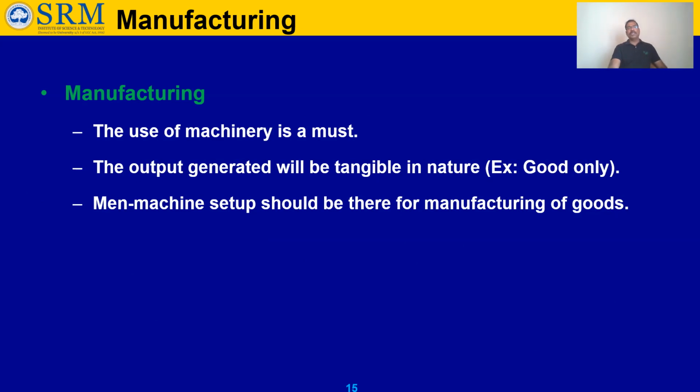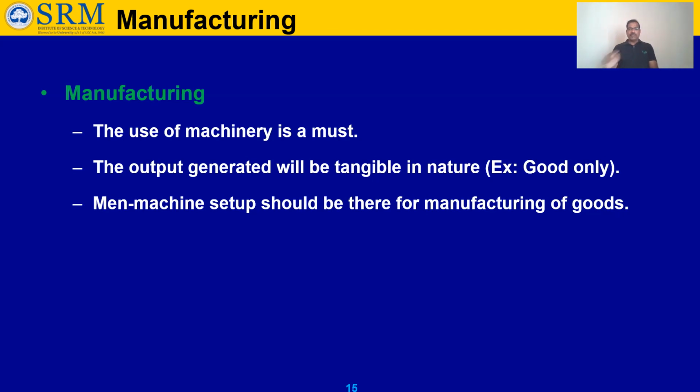The use of machinery is mandatory for manufacturing, but for production it is not the case. Another one is that the output generated is tangible in nature, goods only. Because in terms of production we think about both tangible and intangible, services also are there. But in manufacturing, machinery is mandatory and only tangible outputs will be there.